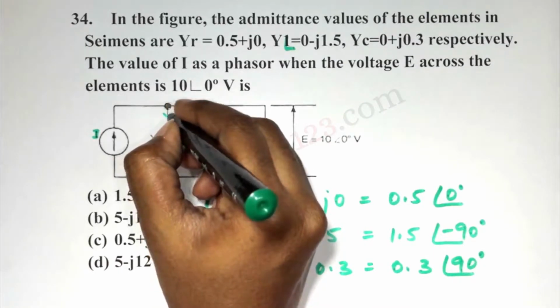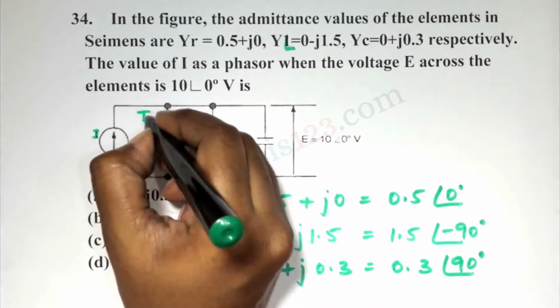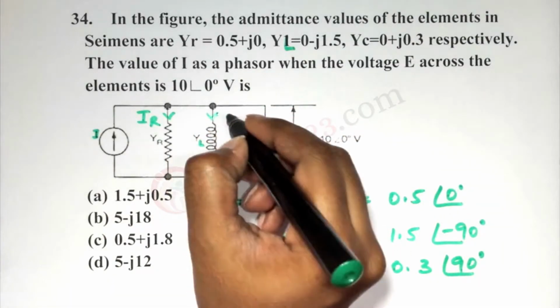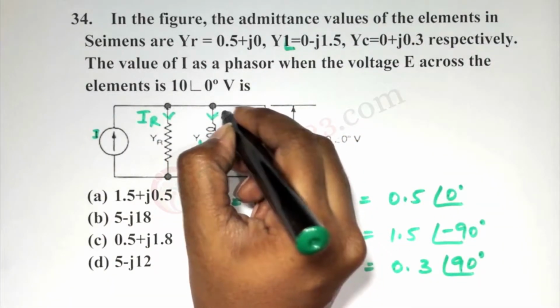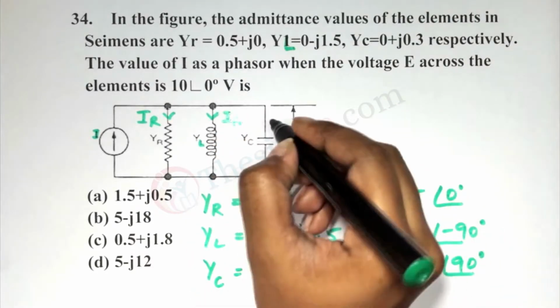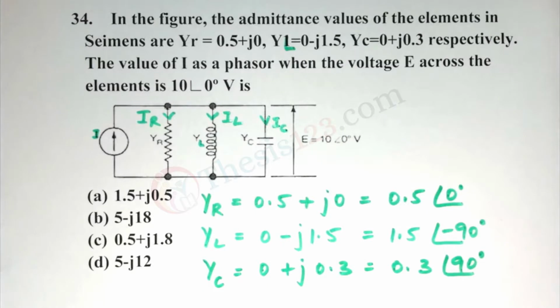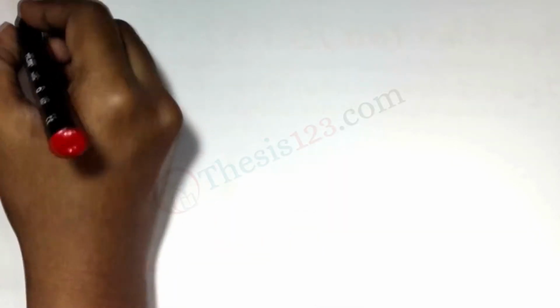Now let's call the current that goes through YR as IR, and the current that passes through this element over here to be IL, and the current that passes through the capacitor to be IC. So now we are going to calculate what the values of IR, IL and IC are. Okay, so let's start by finding out the value of IR.